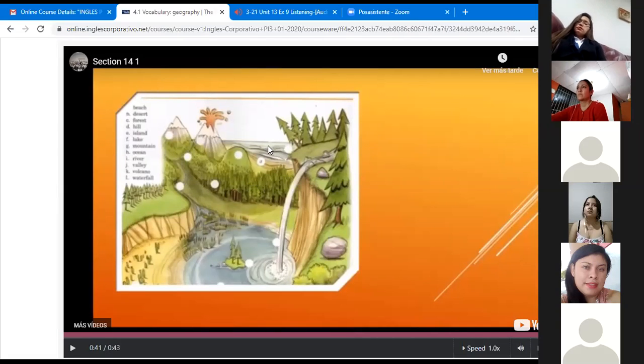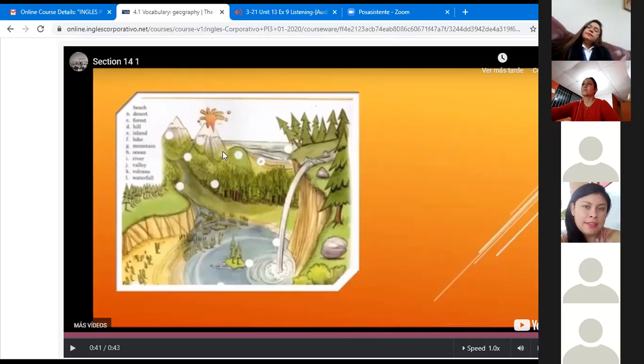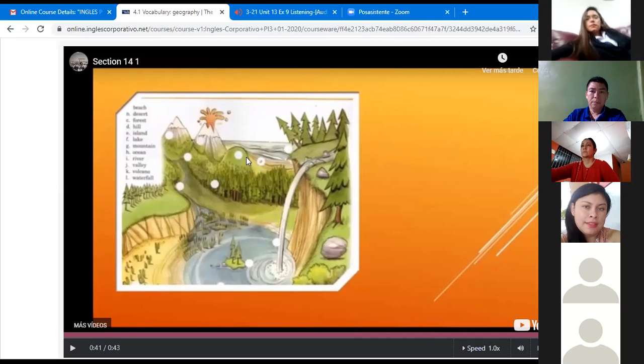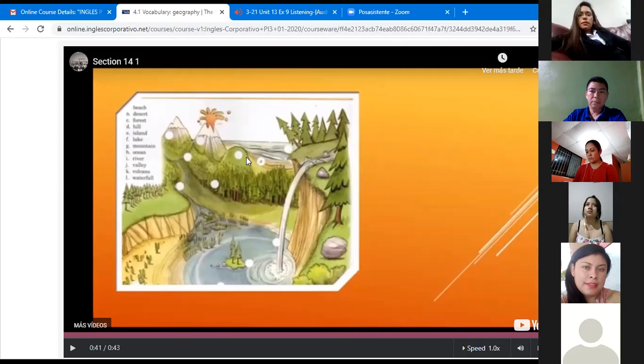Forest. Deforestation. In here? Sea. Ocean. This one? Volcano. And this one is? Eruption, right? Eruption. This one? Mountain. There is another one smaller than mountain.